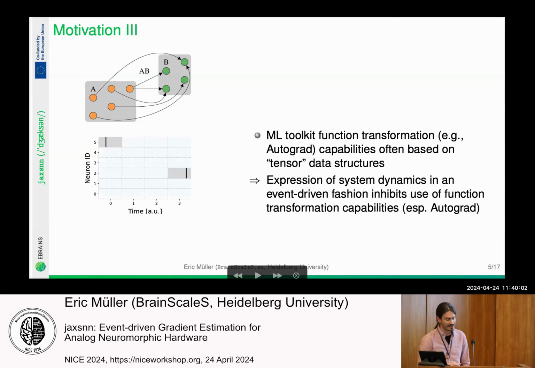There are also reasons for why machine learning toolkits are nice. So for example, the Autograd functionality. And typical toolkits like PyTorch rely on the tensor data structures to implement this Autograd functionality. Because of that, we want to basically look at what we can do about it. So how can we get to high time resolution, to event-based mechanics or event-based numerics in the system, while still getting the benefits from machine learning frameworks?